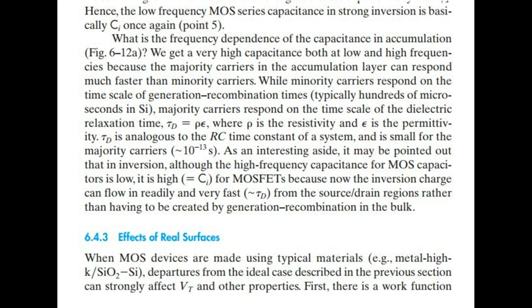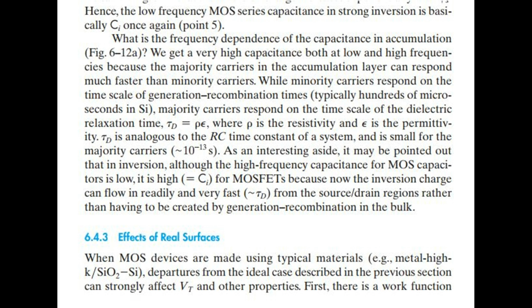As an interesting aside, it may be pointed out that in inversion, although the high-frequency capacitance for MOS capacitors is low, it is high, equal Ci, for MOSFETs because now the inversion charge can flow in readily and very fast, τd, from the source/drain regions rather than having to be created by generation recombination in the bulk.